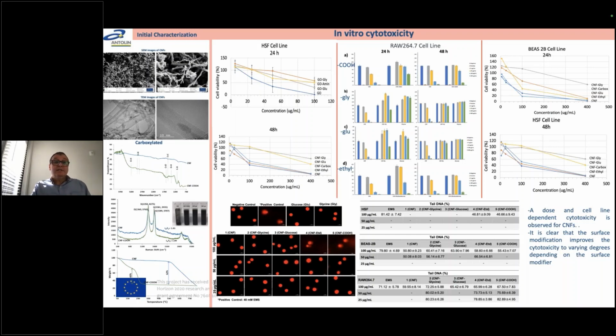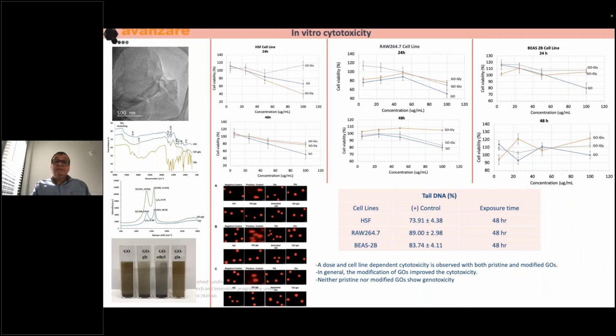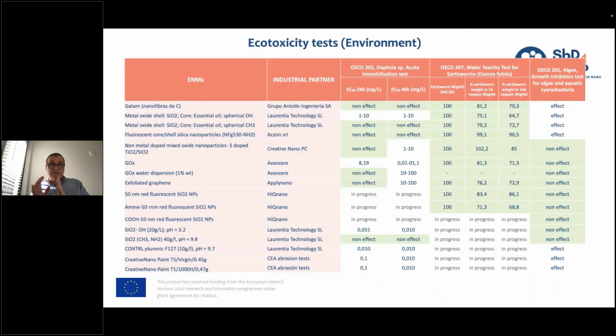The other one is the graphene oxide nanomaterials, graphene oxides from Uplight Nano Solutions. A similar story here as well. Then also the Avanzare materials. Although we see a trend in how toxicity improves with surface chemistry, there is a variation in the response.